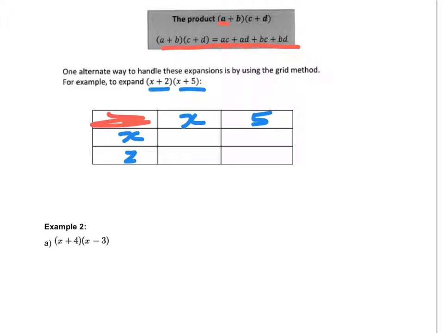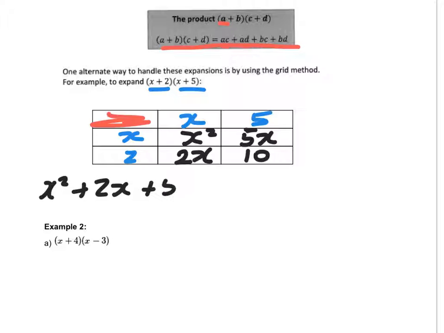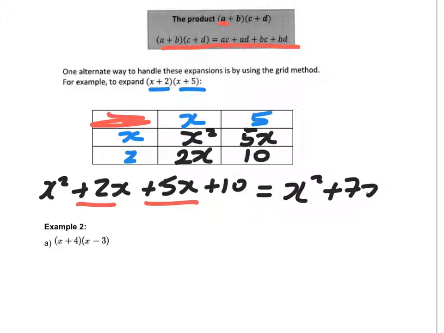So what you do is, x times x gives you an x squared in this box. X times the 5 gives you a 5x here. 2 times the x gives you a 2x, and 2 times 5 is 10. So what you've got is x squared plus 2x plus 5x plus 10. Now we can simplify that because we have 2x's here and 5x's here, which gives us 7x. So x squared plus 7x plus 10.